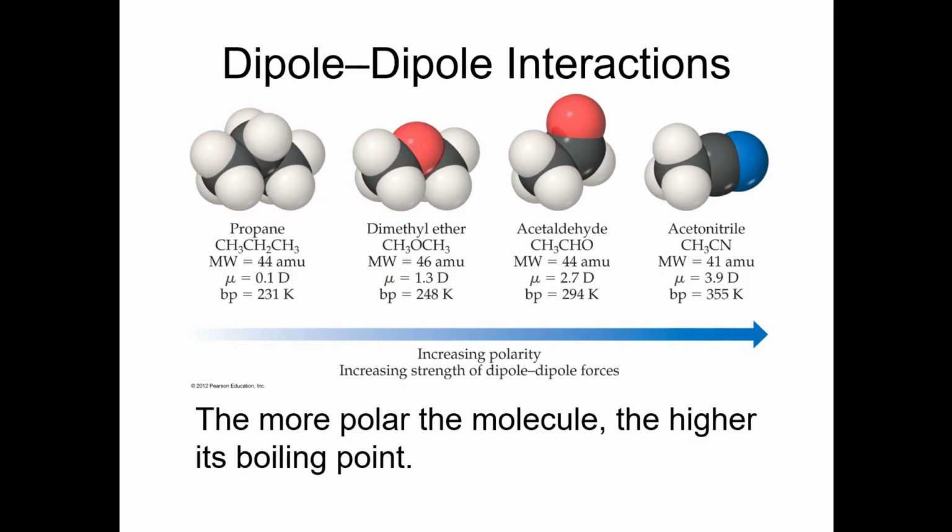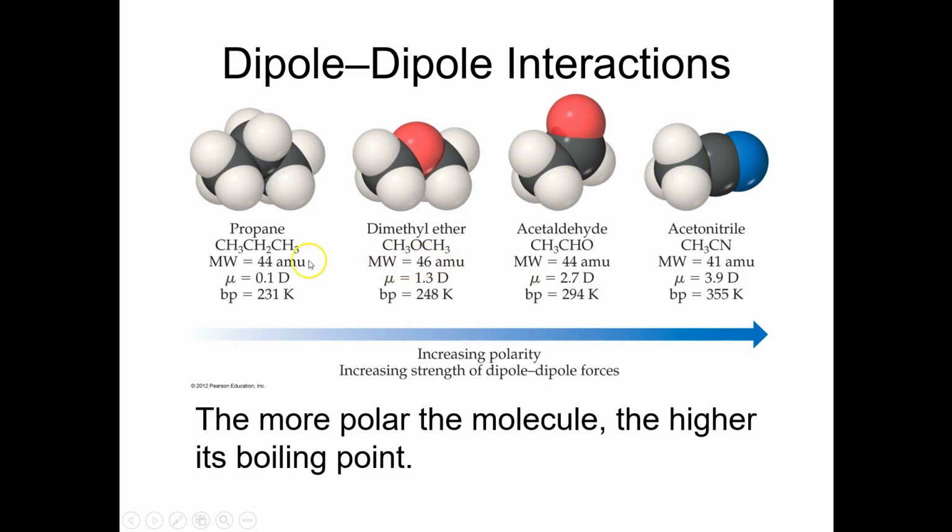And they grow increasingly strong with the polarity of the molecule. And so what we have in this image actually is 4 different molecules: propane, dimethyl ether, acetaldehyde, acetonitrile, all of which have very similar formulas, very similar in shape and size. You'll notice that they're very similar in molar mass, ranging from 41 grams per mole to 46 grams per mole.